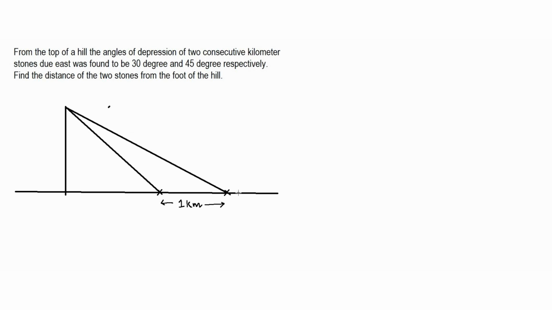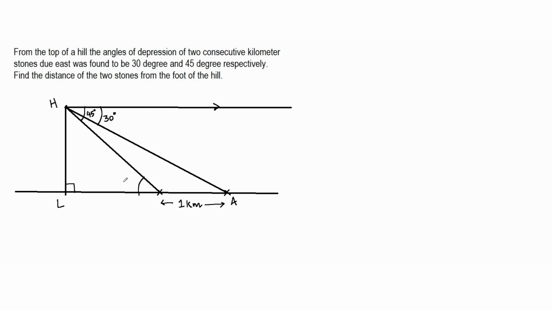So these are the two consecutive kilometer stones, and if you stand at the top of this particular hill, so this is H and this is L, this is the top of the hill. So if you stand on the top of the hill, this is going to be the normal line of sight, right? So this is the normal line of sight. The angle of elevation is 30 and 45 degree. That means this particular angle is the angle of elevation of the kilometer stone A, and 45 degree is the angle of elevation of the second kilometer stone.